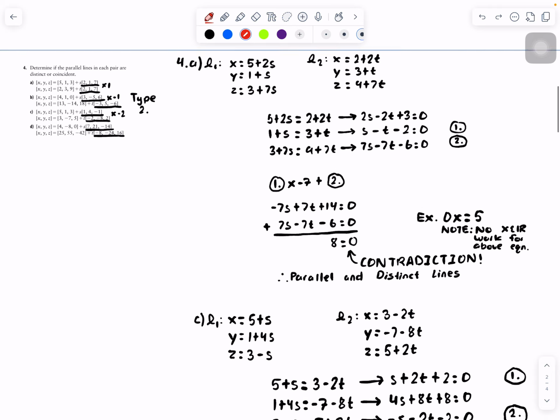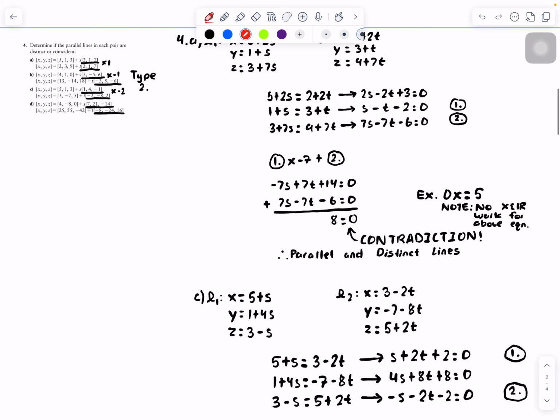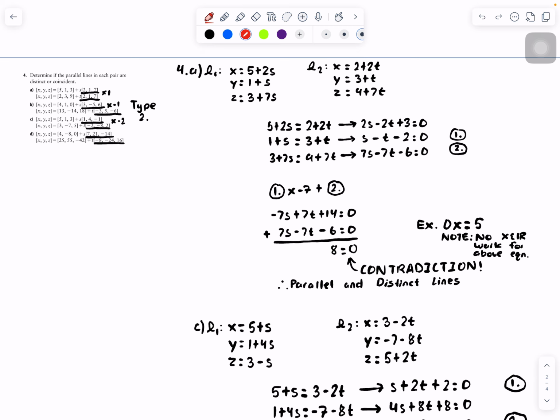Okay, for A and C done. Notice though, the key note here is that I realized these are all type 2 questions, so I kind of already expected a result I was going to get.